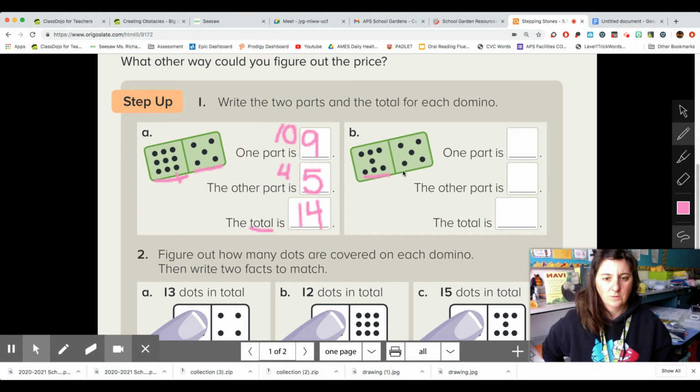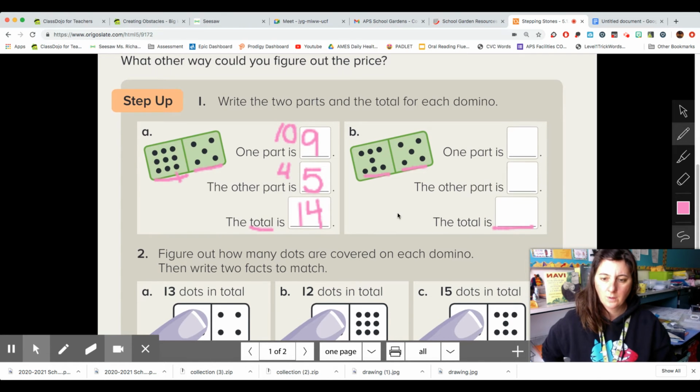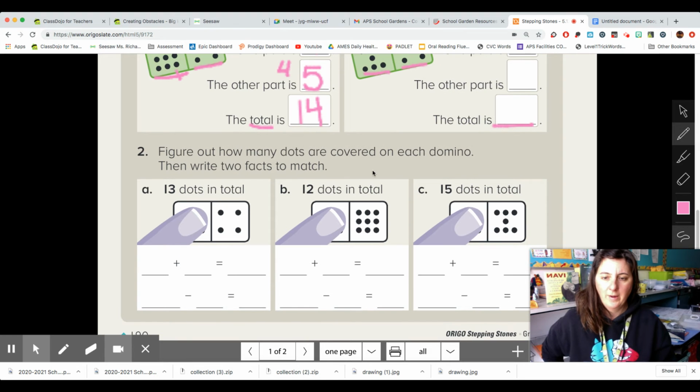Same thing over here. Just look at those two parts, fill them in, and then add them together to figure out the total. For number 2, figure out how many dots are covered on each domino. Then write 2 facts to match. So you're given the total here, 13. Some of those dots are covered. For this problem, 4 of them are not. So we know that one of the parts is 4. We don't know the other part, but we know that when they're combined, there's a total of 13. So 4 plus something equals 13. And then for subtraction, 13 minus 4 equals that missing number.